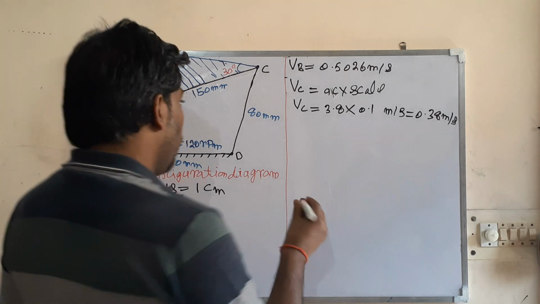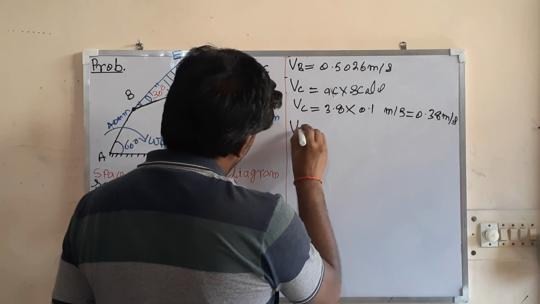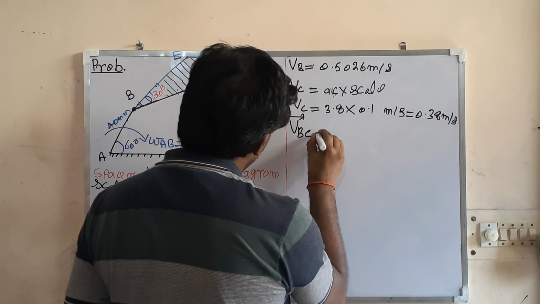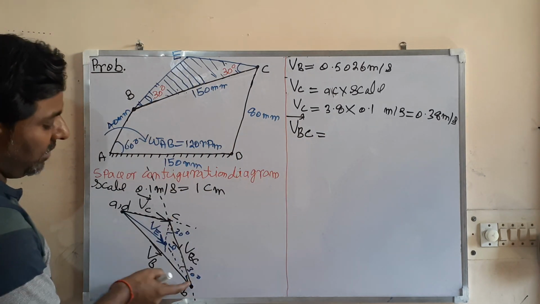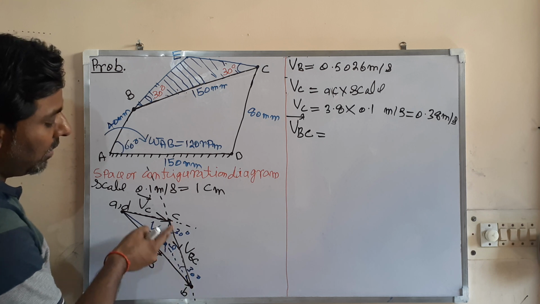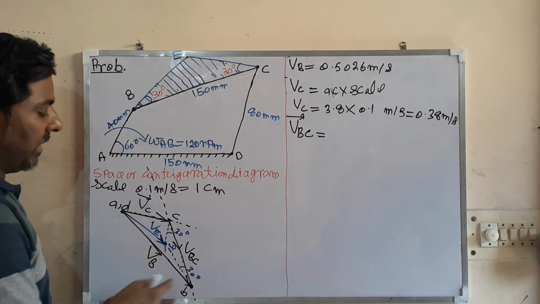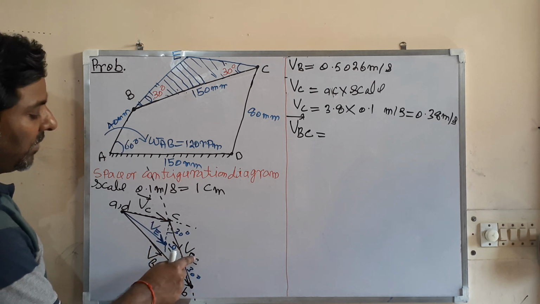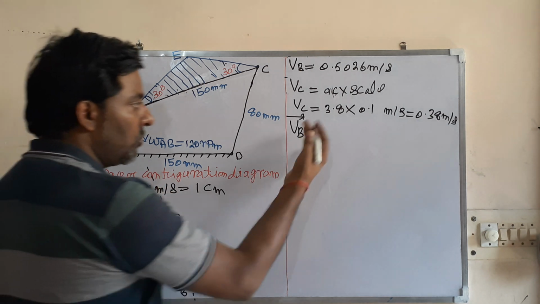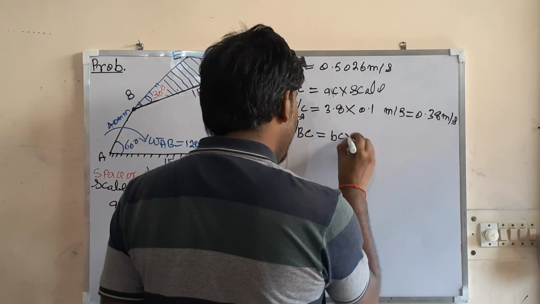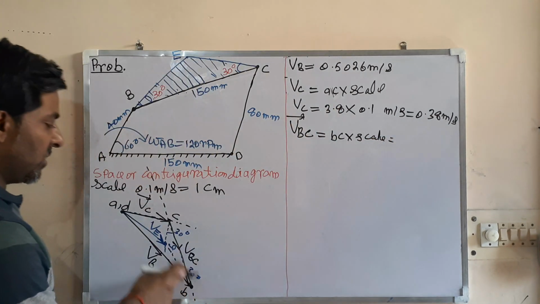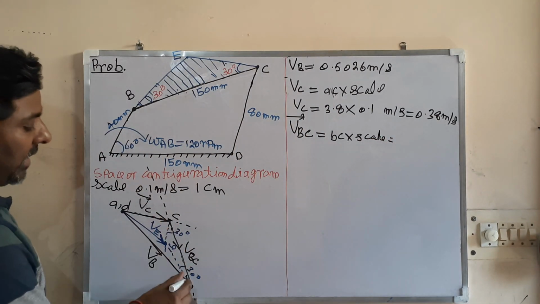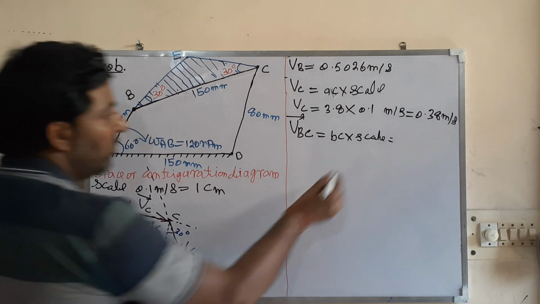Now, what is the velocity of point B with respect to C? VBC. Look at where B is and where C is. This is B and this is C. So this BC will be the magnitude of VBC, and this is the direction. You are going to calculate BC into scale.